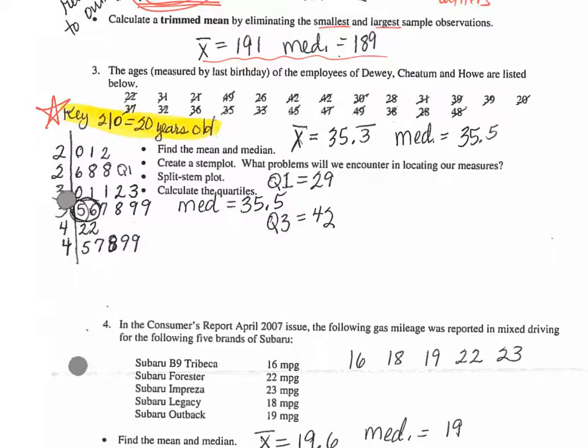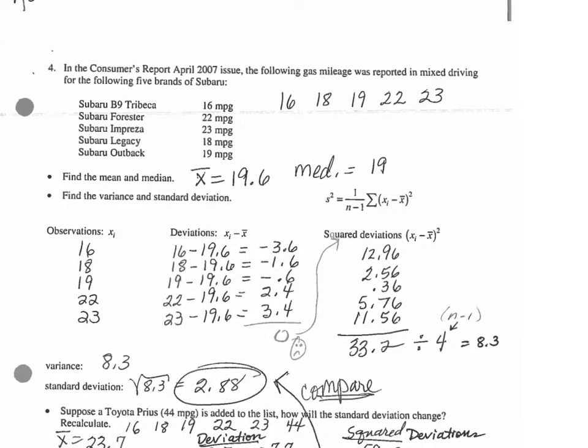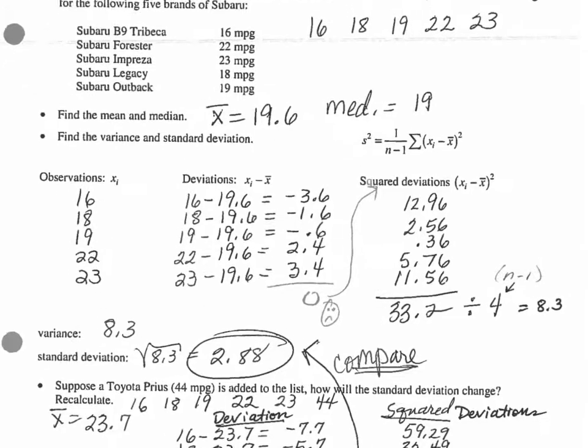All right. It asked you to do a split stem plot, so that's why you had 2, 2, 3, 3, 4, 4. And then the mean was 35.3, the median 35.5, Q1 was 29, Q3 was 42. Okay. All right. So, there was that page. All right. The next one, we did the standard deviation by hand. And so let's kind of talk through that.